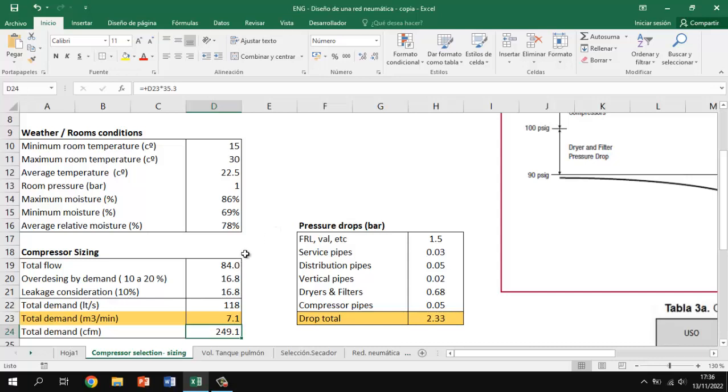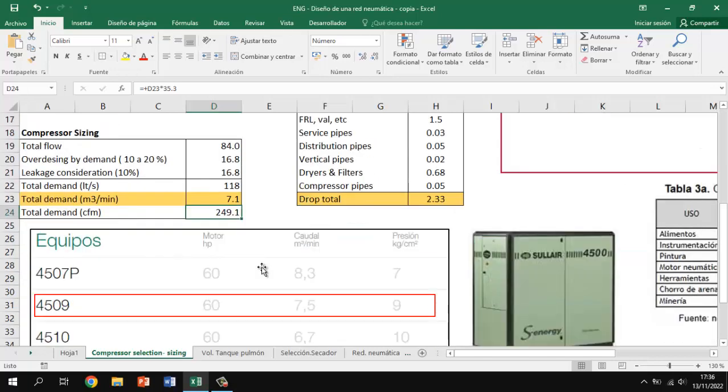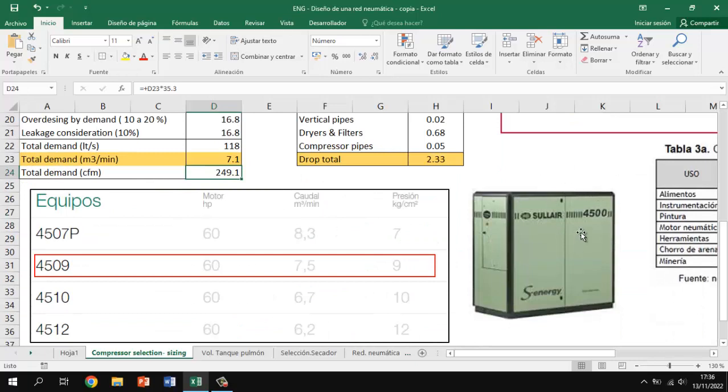So now, I'm sorry, now you know the correct demand of the air compressor. So now you are in a good place to select your compressor. So in this case, we select this Schuler of the 45 class. In this case, 509.